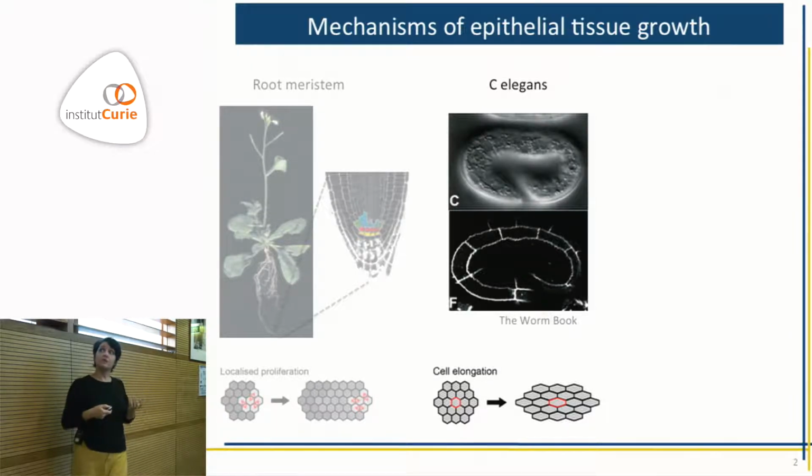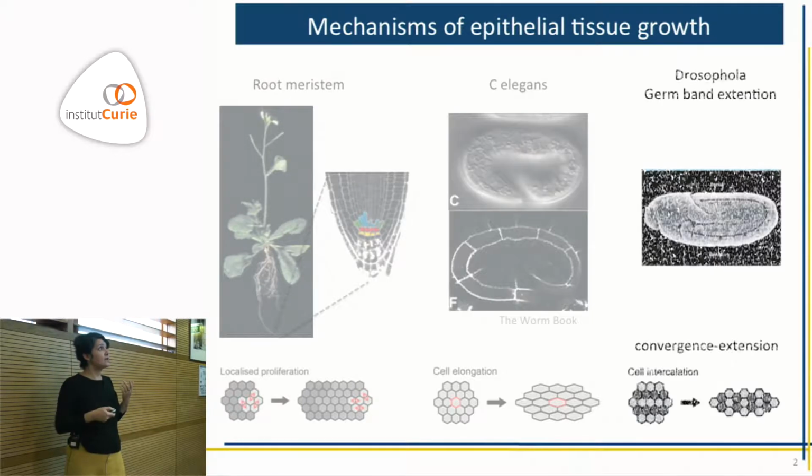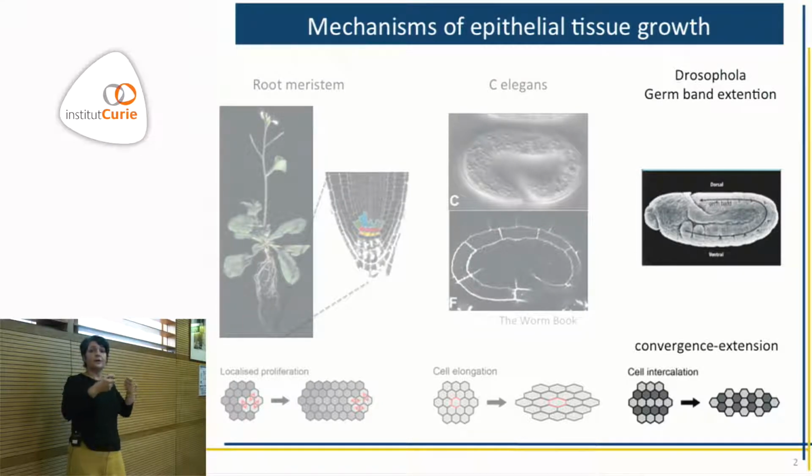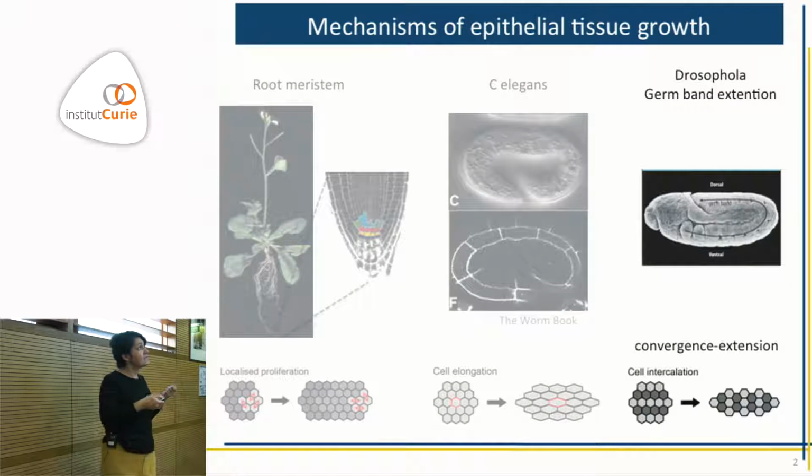And another one that most of you probably have heard of is the convergence extension mechanism that, for example, we see in the germ band expansion in Drosophila, where upon an external force application, the cells in a tissue start to change their neighbors, and you have elongation in the direction of the applied force.